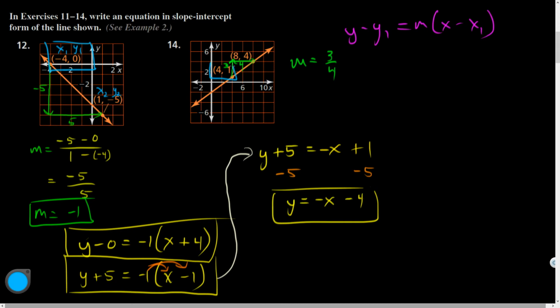I'll use this point here as my x1, y1. So I'm going to plug in 4 for x1, right? And 1 for y1. Eventually, in this section, we're putting it in point slope and then converting it, is the plan. So I'm going to have y minus 1 equals 3/4.